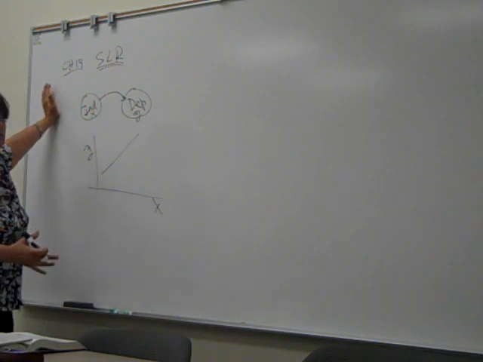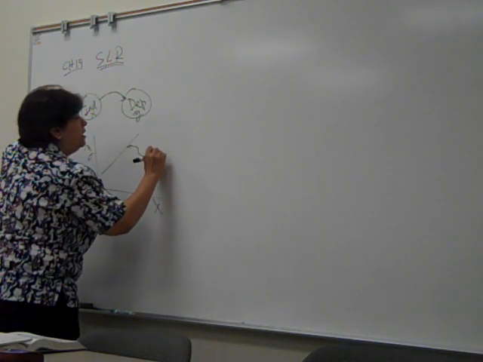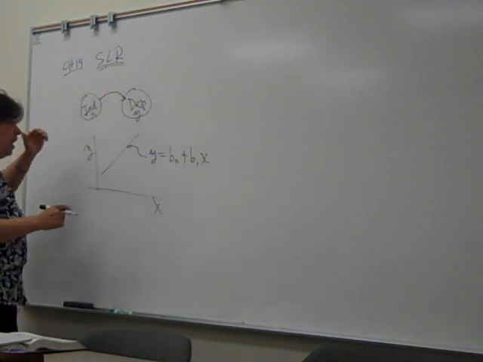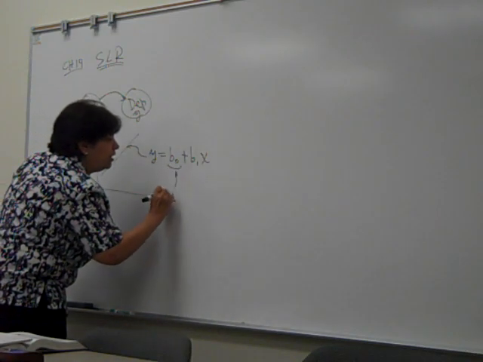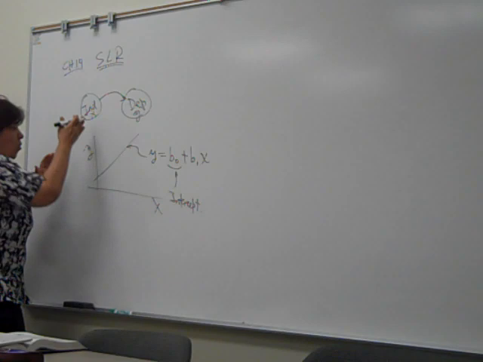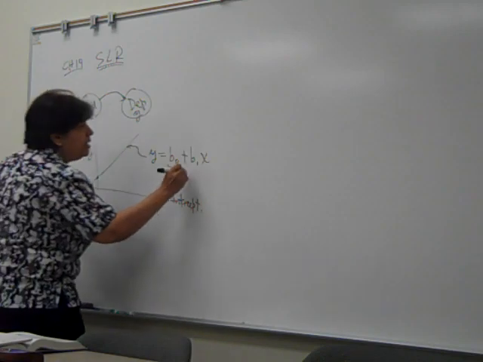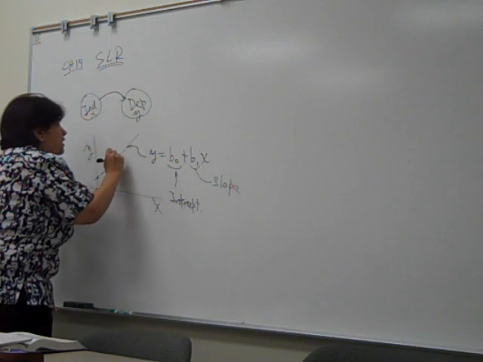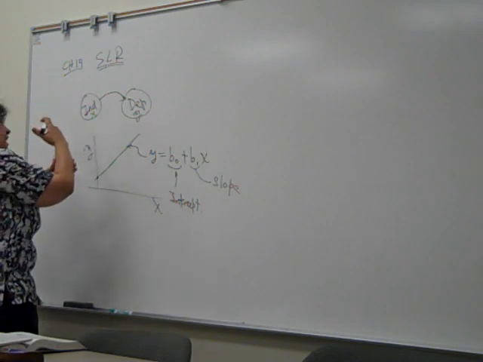And remember, the formula of any line is what? Y is equal to b0 plus b1x. And what are b0 and b1? Okay, b0 is the point of interception of the y axis. This point over here is b0. And b1 then is the slope of this particular line.